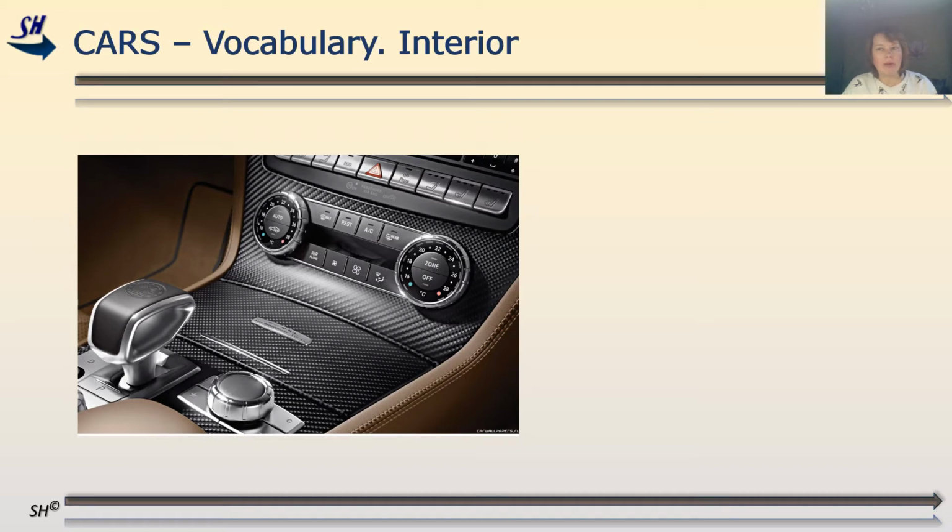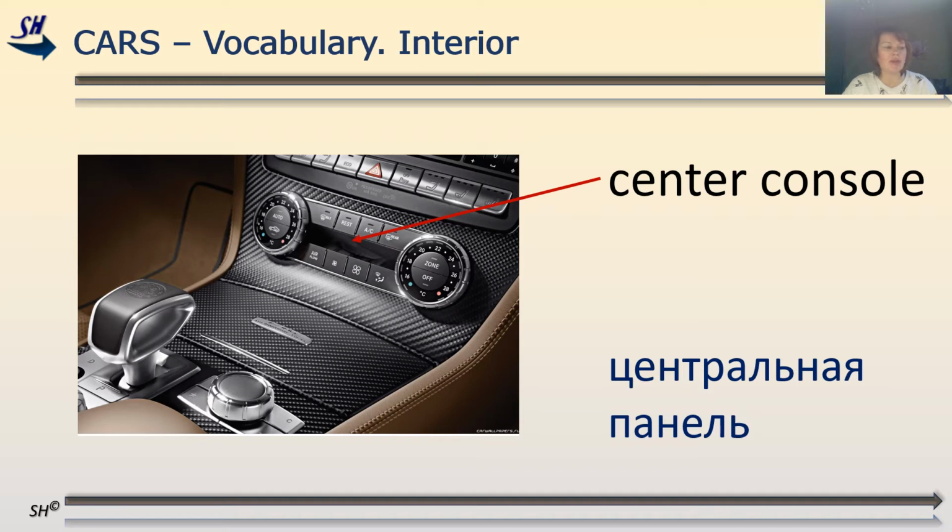If we look further right to the ignition, we can see the center console. It contains controls for the heater, for the air conditioning, for the radio, and perhaps seat adjustment. What can you do in the center console? You can turn up or down the heating. Turn up means to make your car warmer. Turn down means to make the air in your car cooler. You can turn on the air conditioning or you can turn it off.